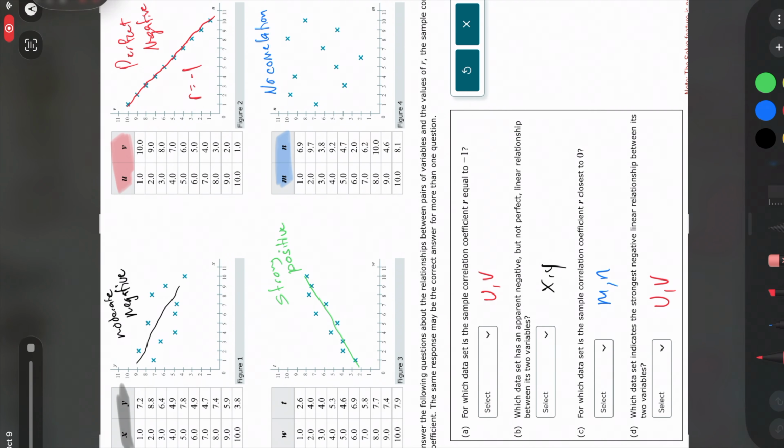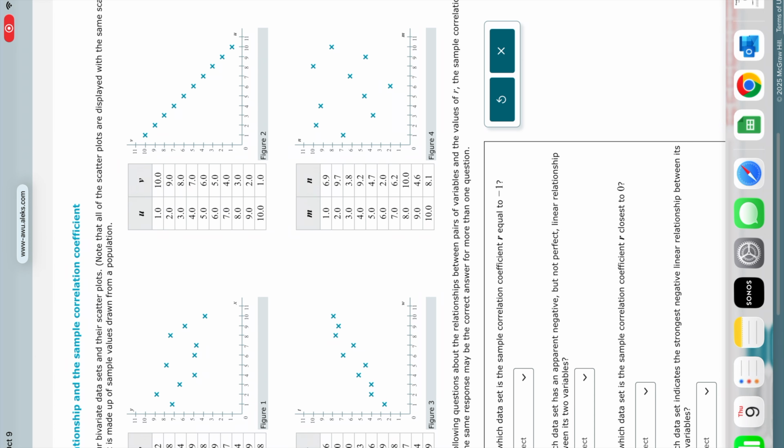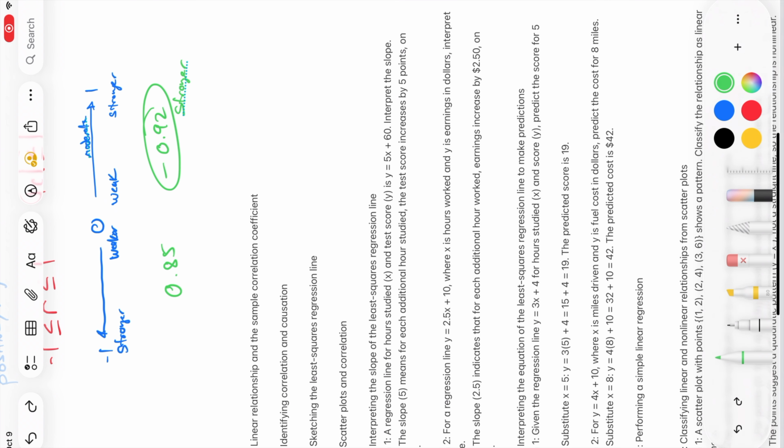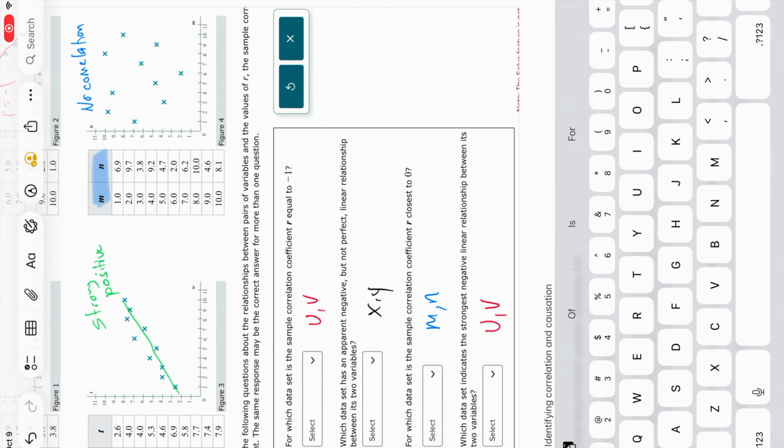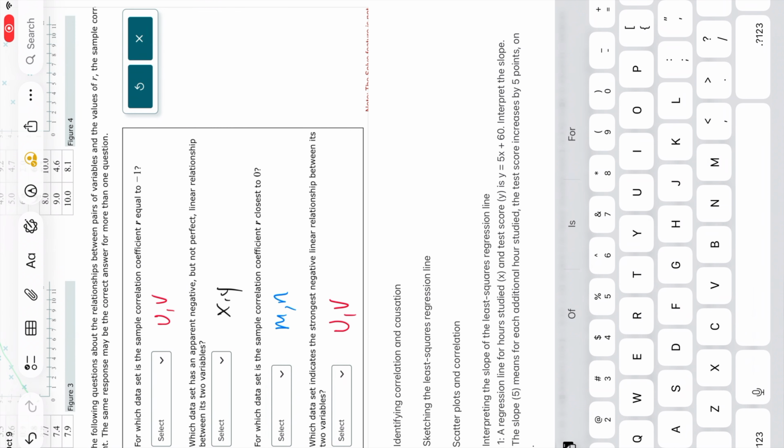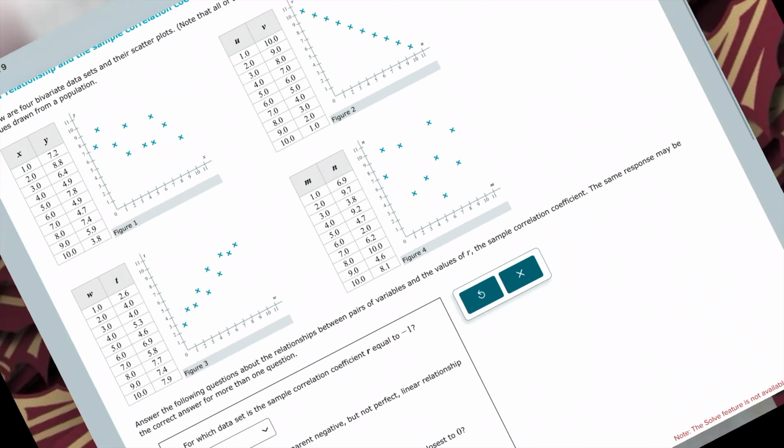All right, so if you think about that line, which we'll talk about in just a minute, if you think about that line that goes through the middle of those, that kind of tells you how strong it is, how close it is to a straight line.